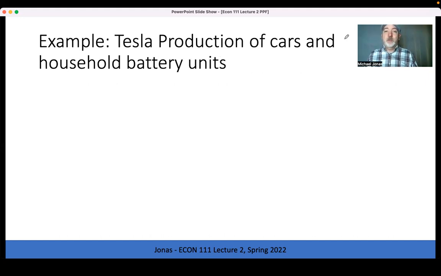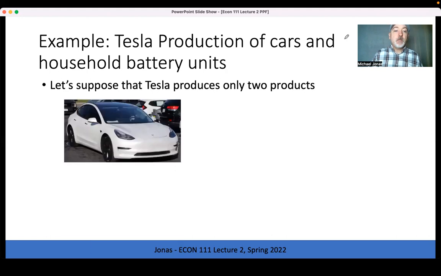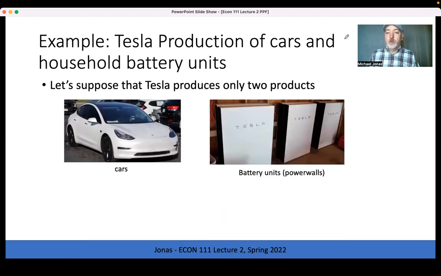Easiest, I think, to start this out with just a really simple example so we can put some numbers to it. So let's just pick an individual firm, say Tesla, and let's imagine that they only have two options. They can produce automobiles, generically speaking, or their residential battery units, their Powerwall units. Those are the two products that they have the option to produce using their fixed available resources and technology over a given period of time. So cars or those Powerwalls, those battery units, that's the X and the Y.